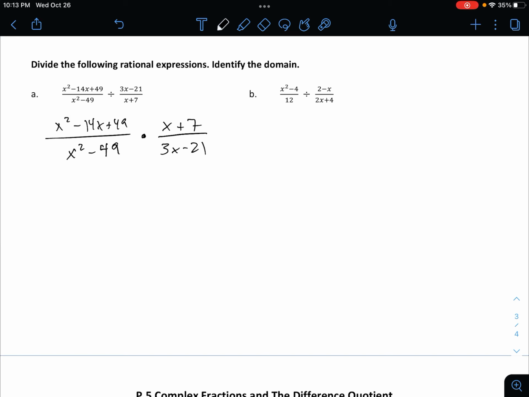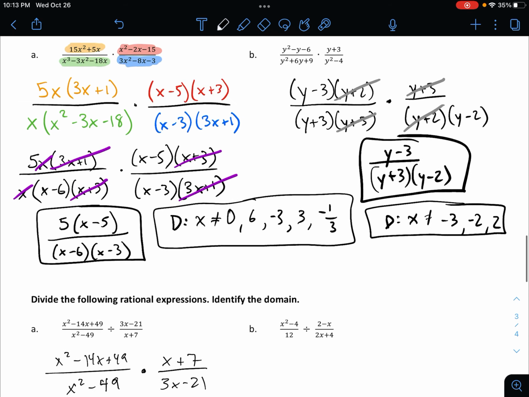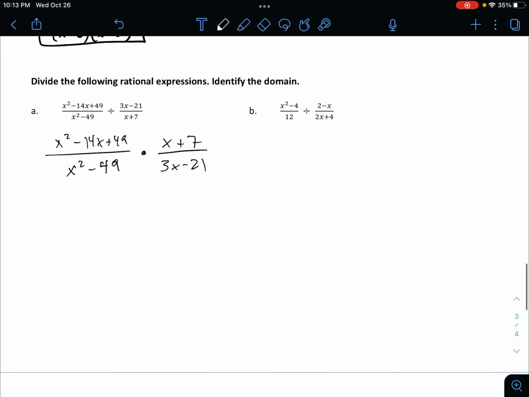All right, so now I have a problem just like what we saw above. I'm actually going to pause the video here. I'd like for you to try problems A and B on your own and see if you can figure out what the simplified answer is going to be, and then also what the domain is. All right, so go ahead and pause the video and try those.